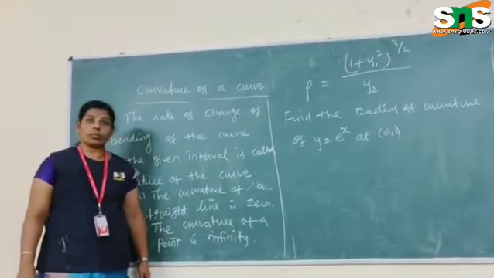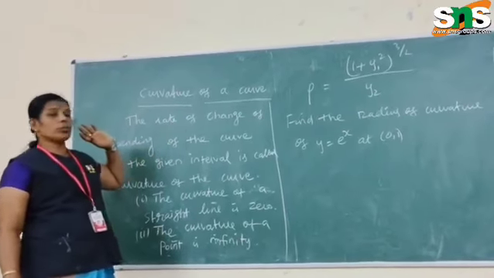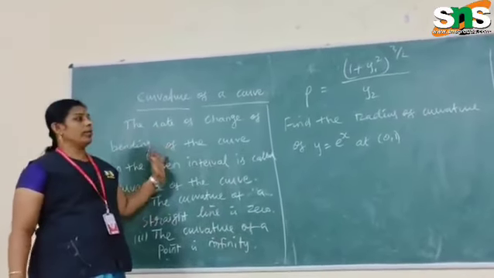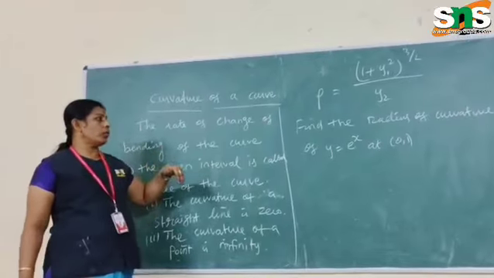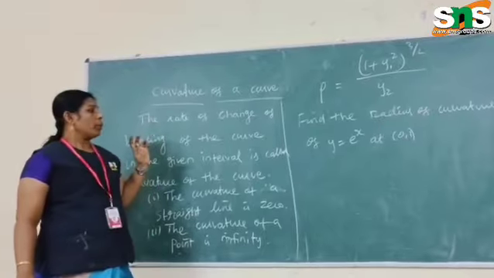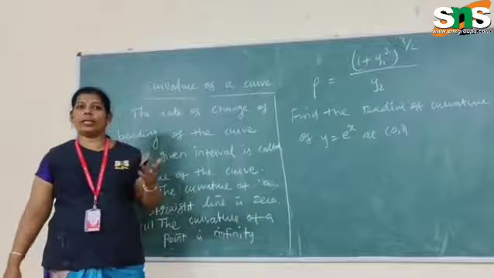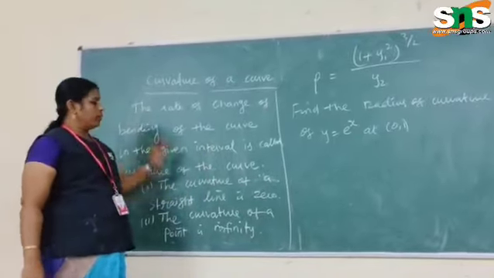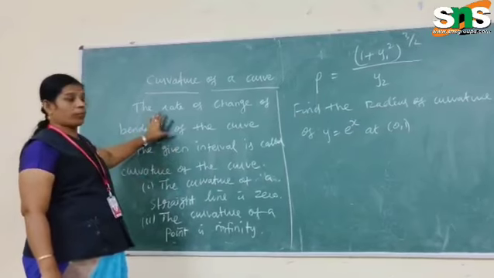Now I will discuss the curvature of a curve. Already I have studied in standard level curve. What is the curve? Bending of the line is called the curvature of the curve. The curvature means the rate of change of the direction along the directions. Okay. Now, let us discuss the curvature of a curve.